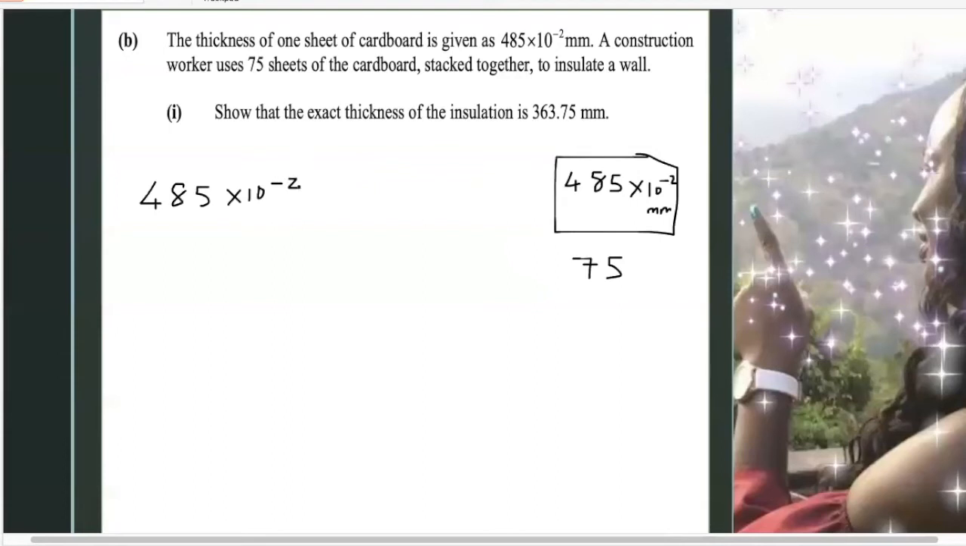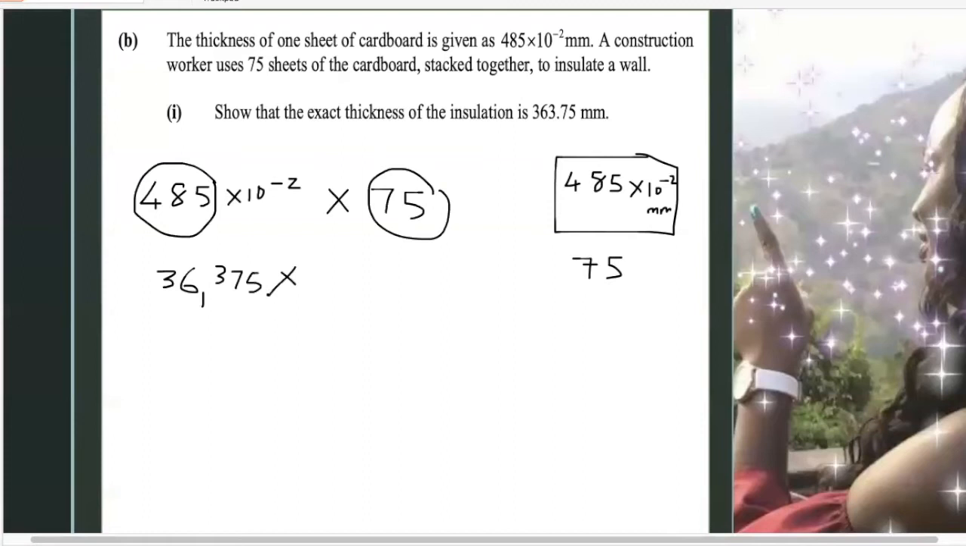So if I know for 1, I can find out for 75. Just multiply by 75 because it's 75. No, I would multiply 75 times 485. Leave the 10 to the minus 2 for last. So multiplying 485 by 10 to the minus 2, and what we'll get is 36,375 times 10 to the negative 2 millimeters.